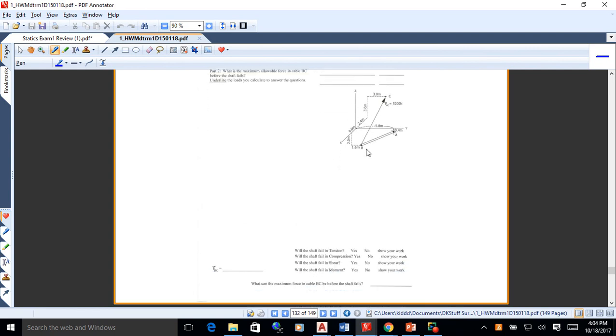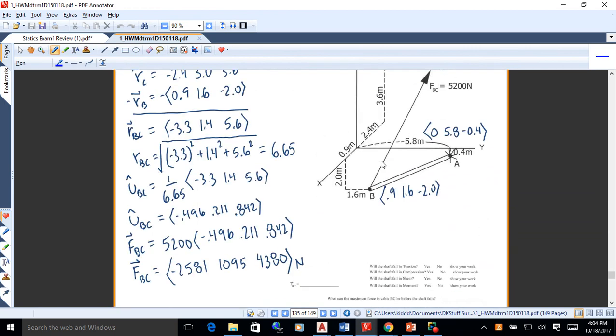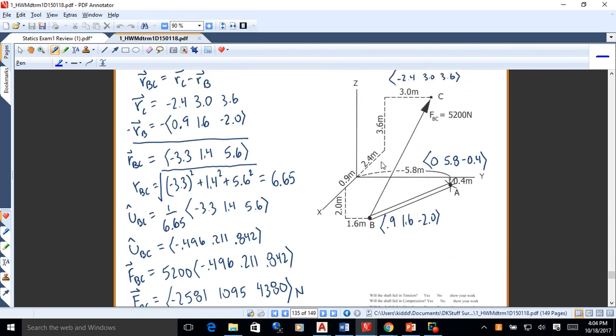Okay, so why don't we go through how to find that force vector. There we go. So what we do, we find the vector from B to C. Now we reverse the order of the vectors and we subtract them. So to find RBC, we take RC minus RB. Okay, like that. And that gets us the position vector from B to C. Square root of the sum of the squares gets you the length of the line. Divide that out and you get a unit vector from B to C. And then we can scale that up by the magnitude of 5200 and get a force vector from B to C. So there's the force vector right there.